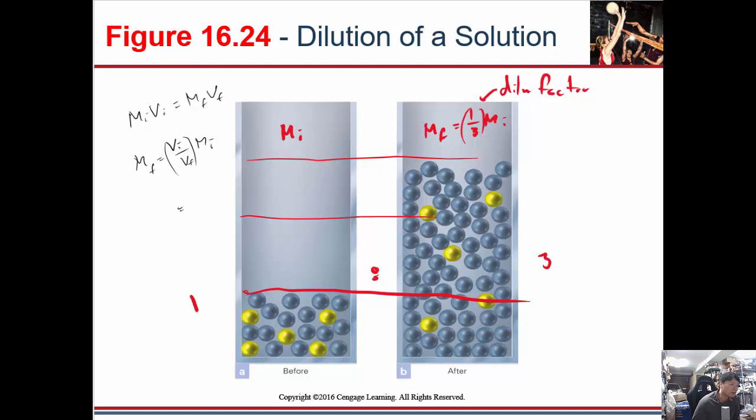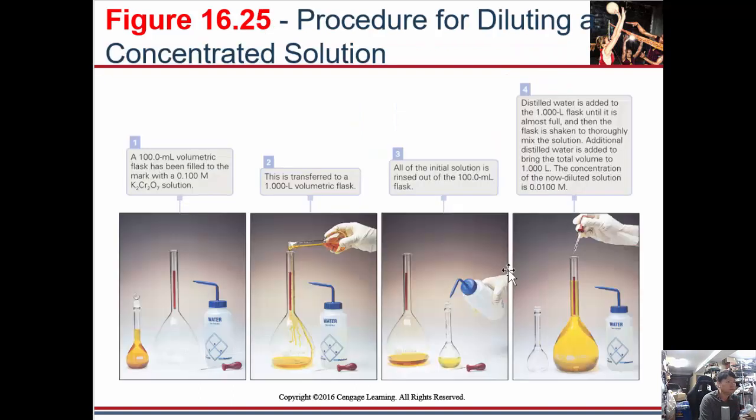The dilution factor is we started off with 1 part initial, and we ended up with about 3 parts final. So I'm just guesstimating here. It's about a 1 to 3 dilution. So we expect the concentration to be about 1/3 of the original.